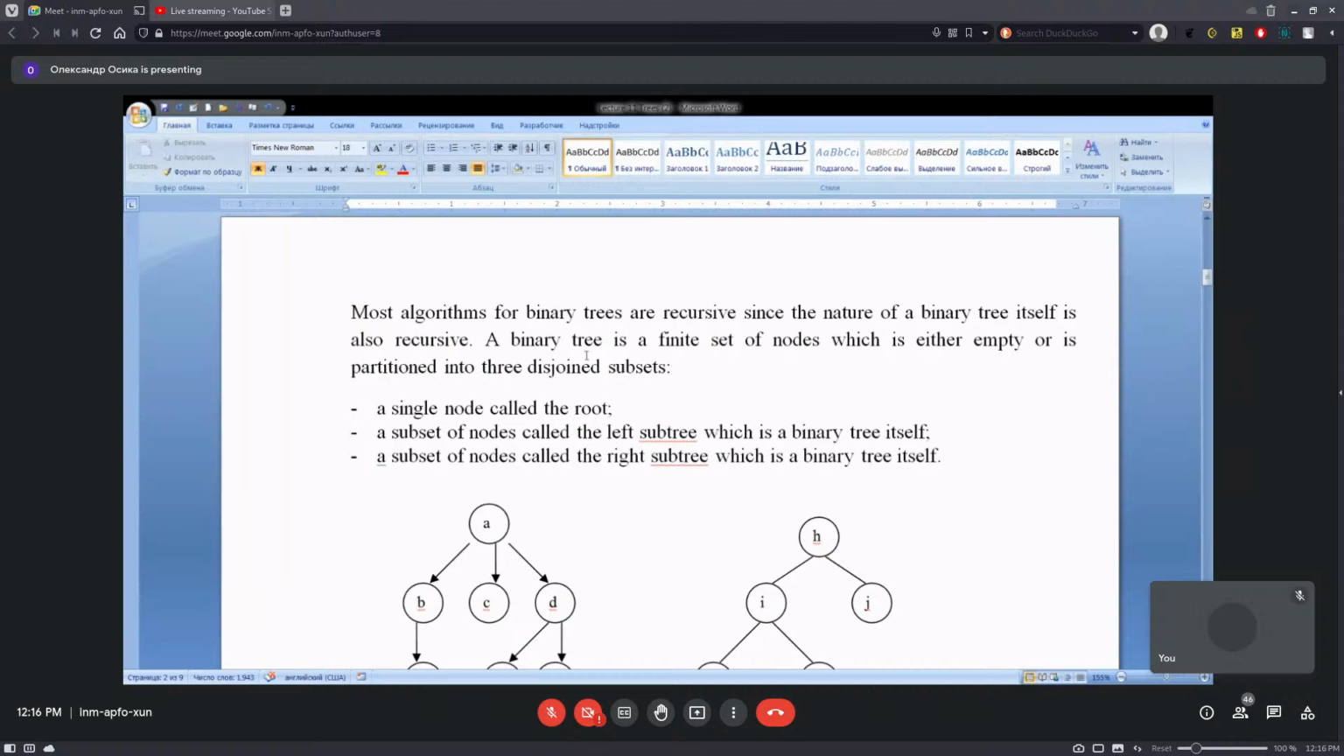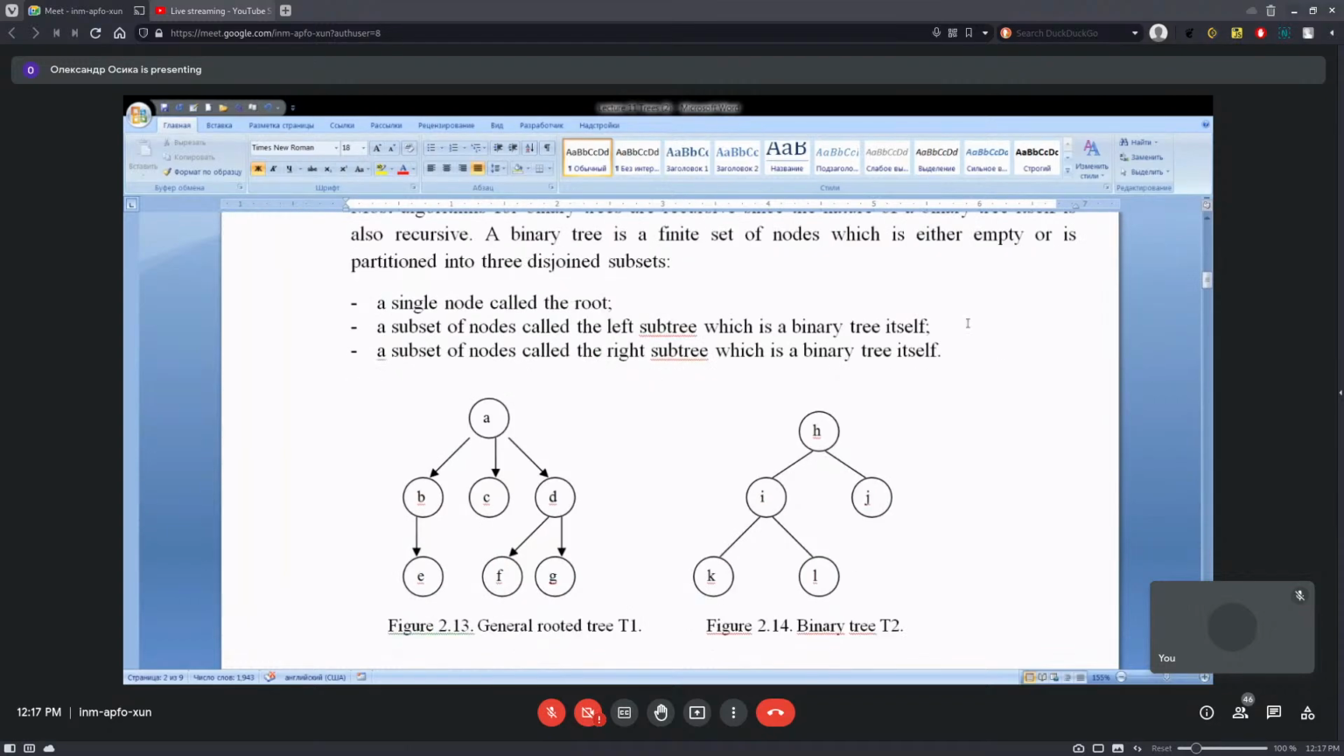So we don't even mention here any edges, set of edges or something. Set of nodes: a single node called the root. A subset of nodes called the left subtree, which is a binary tree itself. A subset of nodes called the right subtree, which is a binary tree itself.